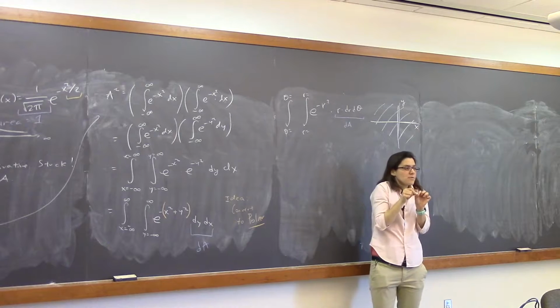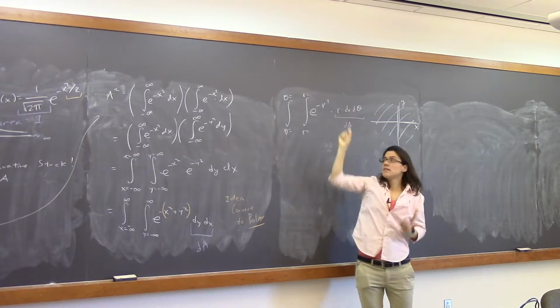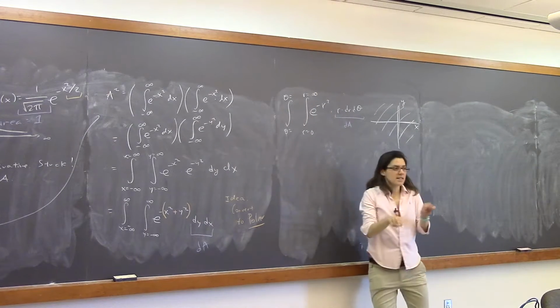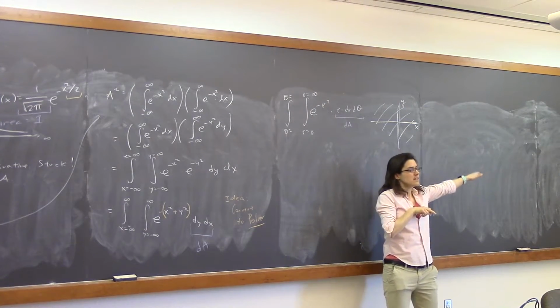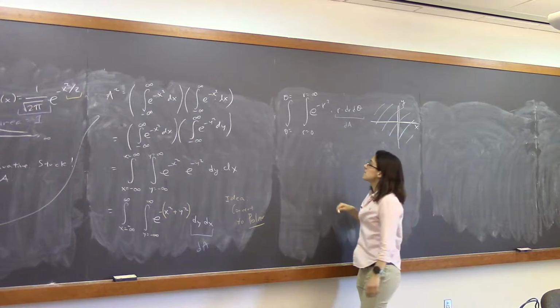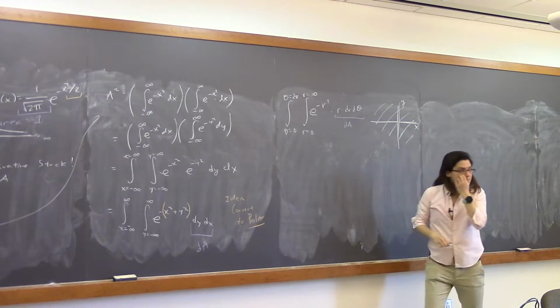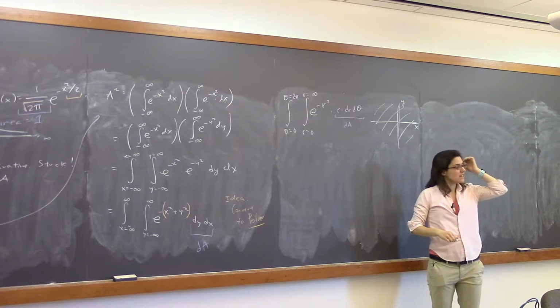So r, we want it to go from the origin all the way out. So r should go from 0 to infinity. And theta, we want it to go from 0 all the way around. So theta should go from 0 to 2 pi. Okay, let's do it.